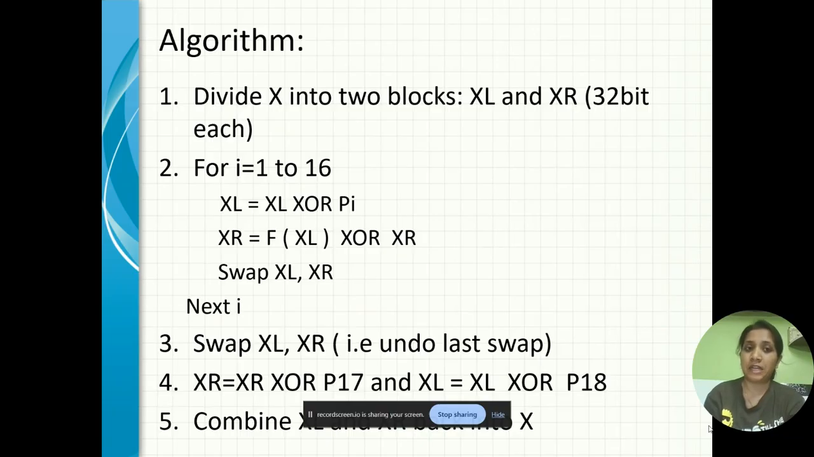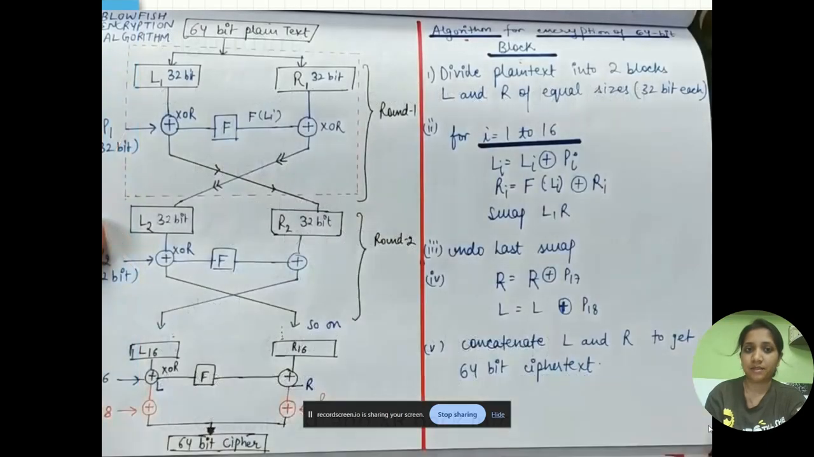So here is the algorithm of Blowfish. First, we divide x into two blocks, XL and XR, each of 32 bits. For i equals 1 to 16, compute the round, then swap XL and XR. Next i. Swap XL and XR again to undo the last round's swap. Then combine XL and XR back into X. So this is the algorithm for a 64-bit block. This is the Blowfish encryption algorithm.